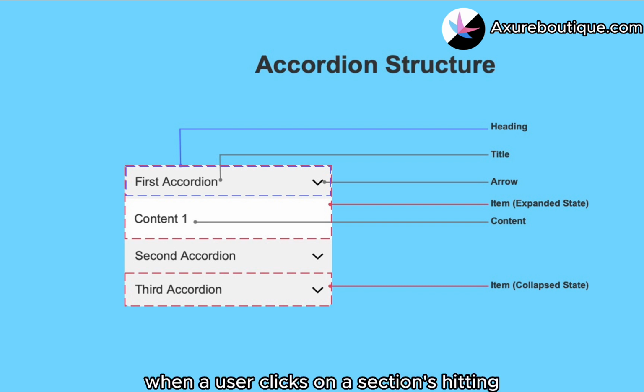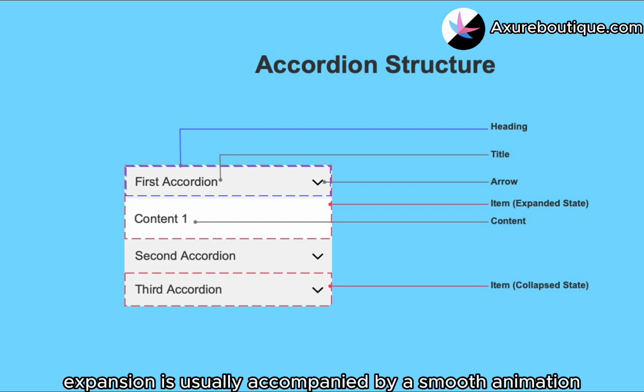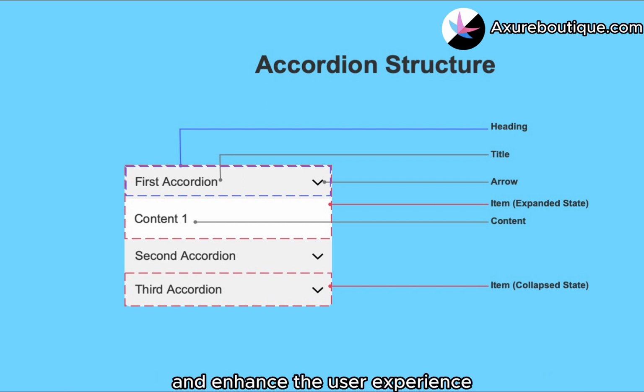When a user clicks on a section's heading, the content within that section expands, revealing more details or additional information. This expansion is usually accompanied by a smooth animation to provide visual feedback and enhance the user experience. Clicking on the heading again collapses the content, hiding it from view.